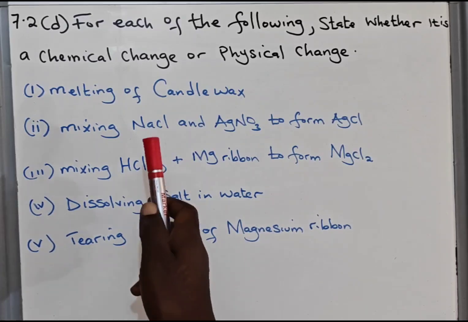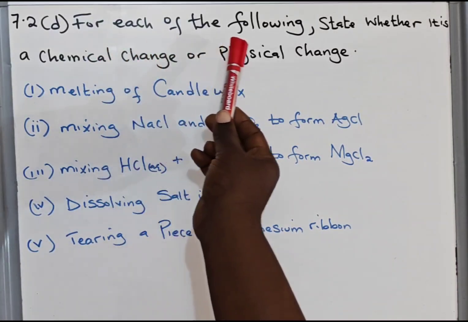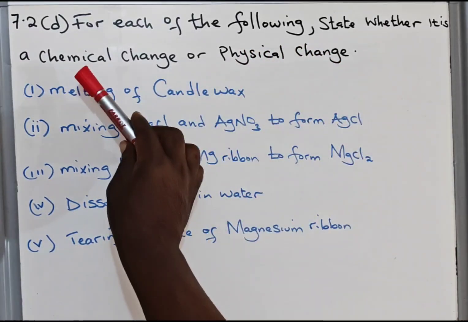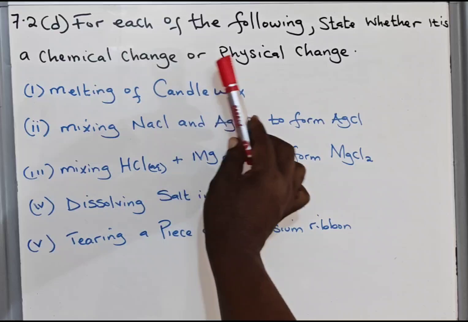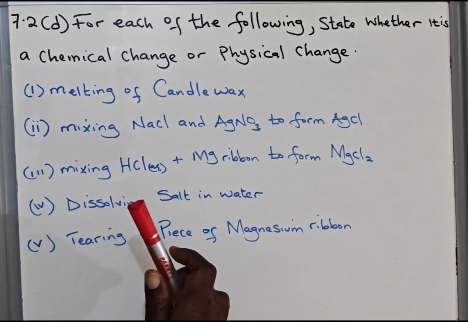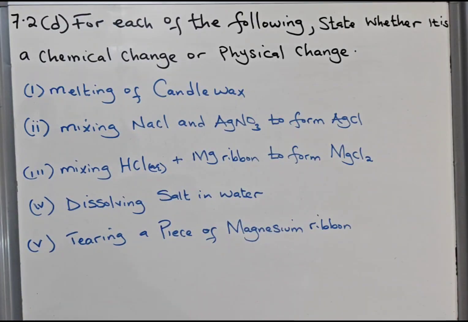Then we come to this one. It says, for each of the following, state whether it is a chemical change or physical change. The first one is melting of candle wax. What is it? That is a physical change. There is not any change in the chemical properties of wax.